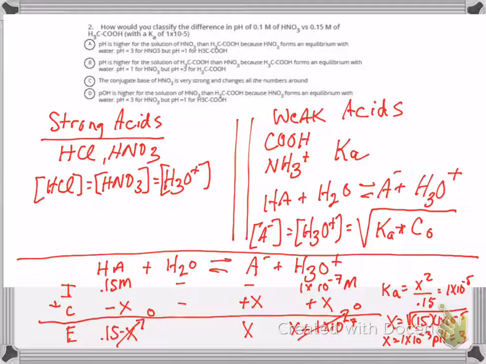So now that we know that the pH equals 1 for nitric acid, and pH equals 3 for this concentration solution of acetic acid, or the CH3COOH, we can pick B.